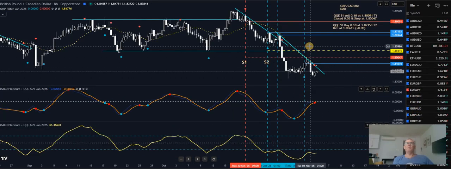Pound CAD, this is giving me a little bit of grief. The good thing is I'm in this one sell, stop down here, can't lose on that. There's a QQE, it's gone through, just trail the stop down.